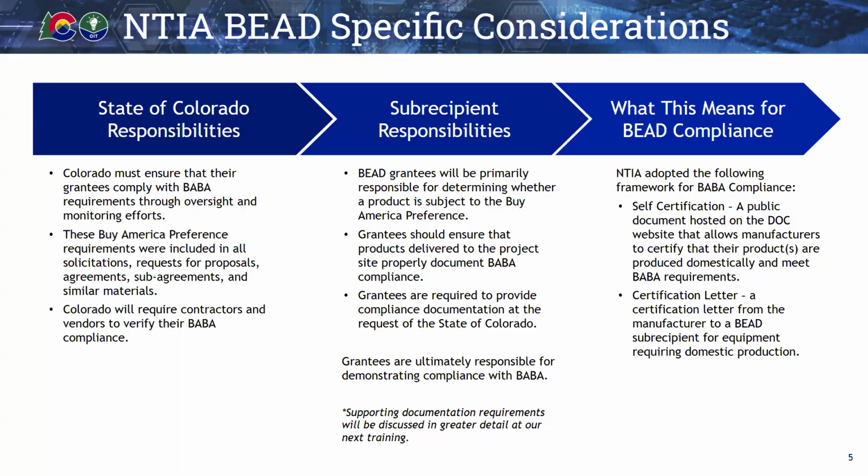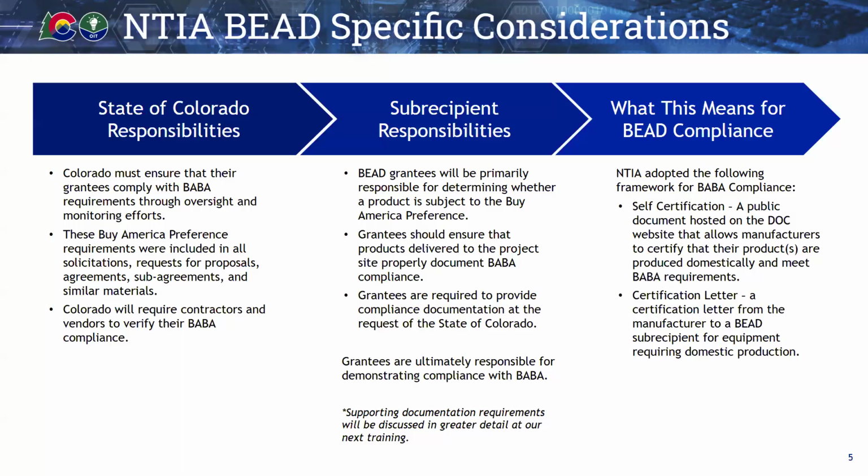Really what this means for compliance is the NTIA has put forth, as of right now, a high level framework. First and foremost, there's a self-certification. This is on Commerce's website and allows manufacturers to certify that their products are produced domestically and meet BABA requirements. There's also a certification letter, which you should all be collecting from any manufacturers that you're dealing with on your projects, certifying compliance with those domestic content requirements. Again, that certification that you're getting from the manufacturers is that first line of defense. It's what NTIA has let us know right now on what they'll be looking for. But again, in that later training, we'll get into more detail on how you can support that certification with supporting documentation.